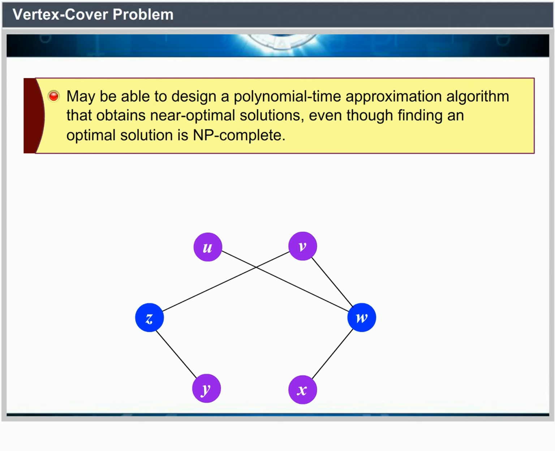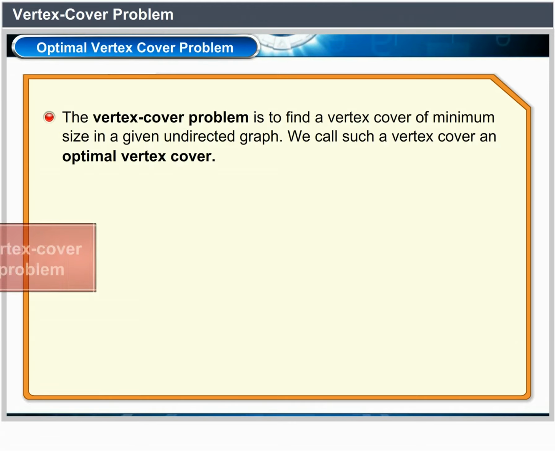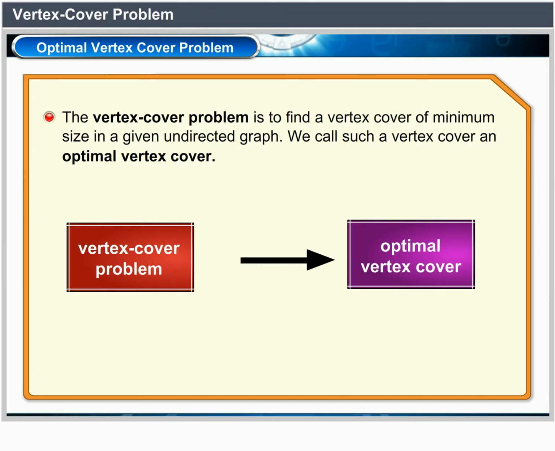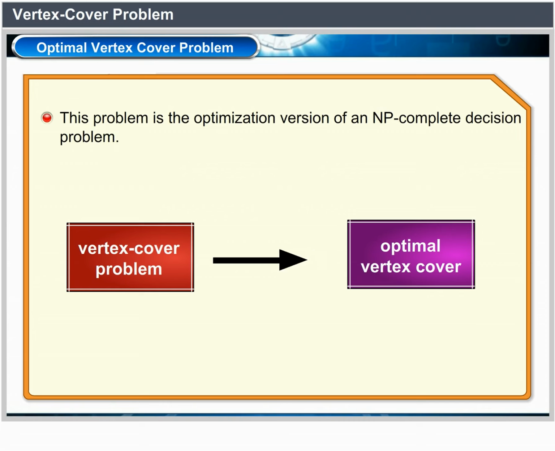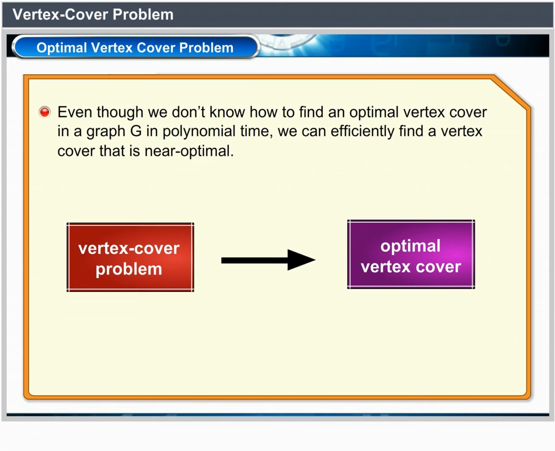Optimal vertex cover problem. The vertex cover problem is to find a vertex cover of minimum size in a given undirected graph. We call such a vertex cover an optimal vertex cover. This problem is the optimization version of an NP-complete decision problem. Even though we don't know how to find an optimal vertex cover in a graph G in polynomial time, we can efficiently find a vertex cover that is near optimal.